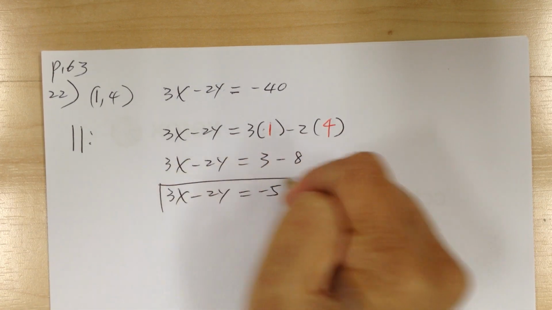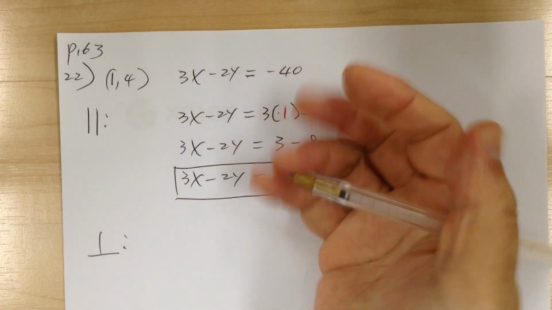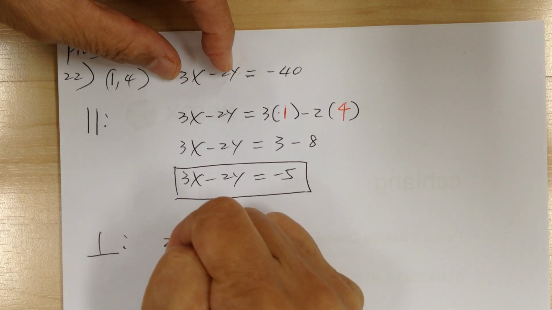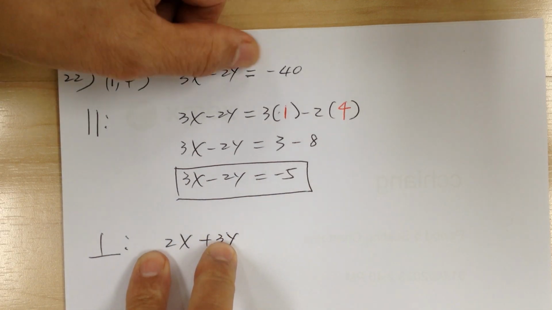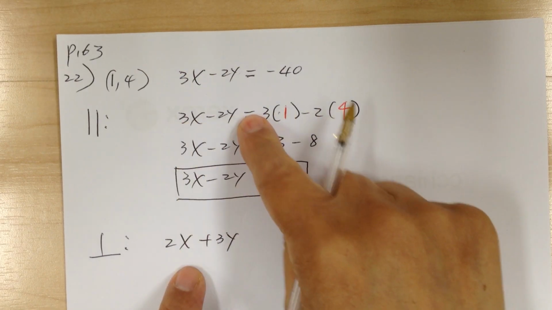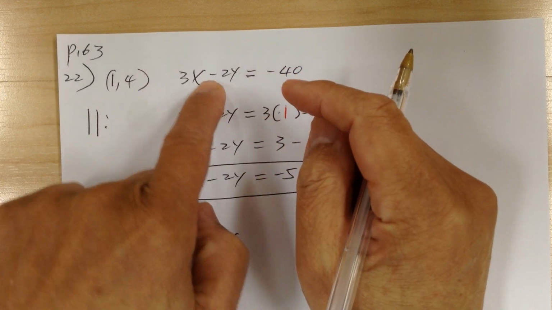Now for the perpendicular line, your slope is going to be the negative reciprocal. So first you need to switch the number. So you're going to get 2x plus 3y. Again, the number got switched and the sign got changed. For a parallel line, everything's the same. For a perpendicular line, switch the number, change the sign.